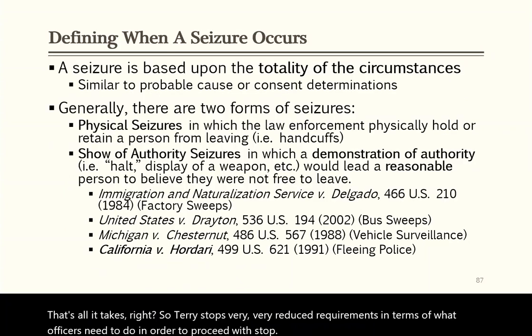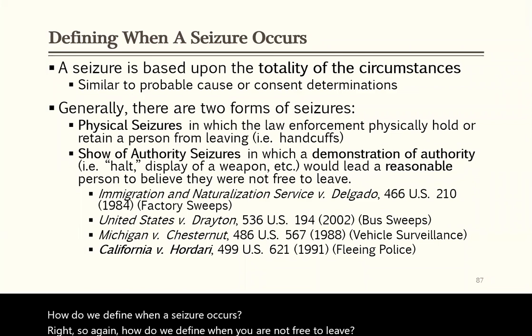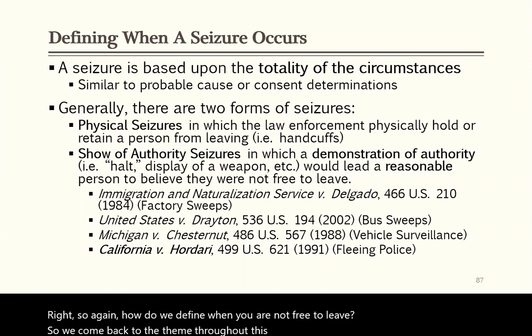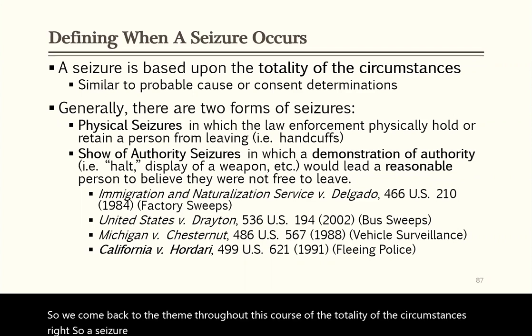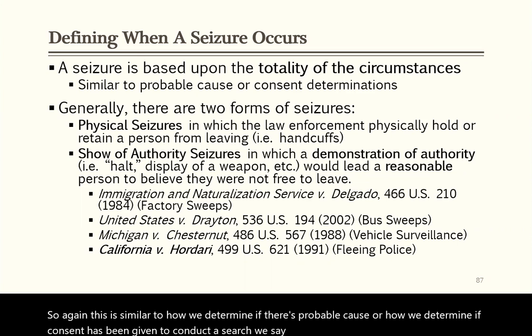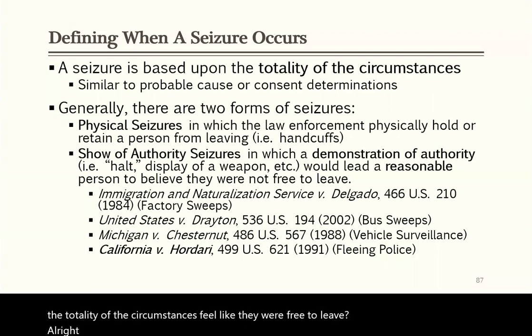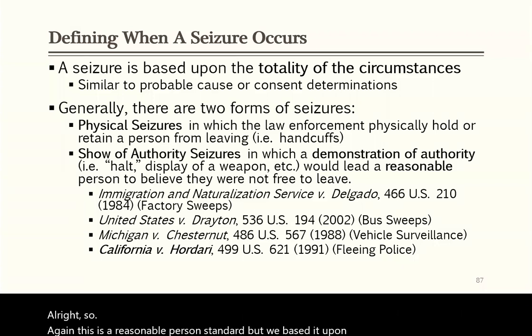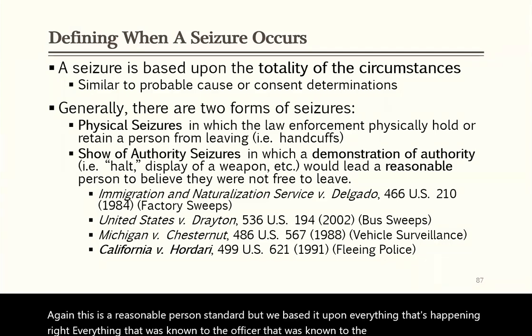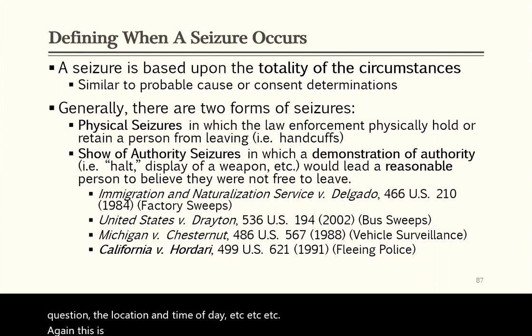Now, how do we define when a seizure occurs? Right? So again, how do we define when you are not free to leave? So we come back to the theme throughout this course of a totality of the circumstances, right? So a seizure is based upon the totality of the circumstances. So again, this is similar to how we determine if there's probable cause or how we determine if consent has been given to conduct a search. We say here, would a reasonable person under the totality of the circumstances feel like they were free to leave? Right. So again, this is a reasonable person standard, but we base it upon everything that's happening. Right? Everything that was known to the officer, everything that was known to the person in question, the location, the time of day, et cetera. Right? So again, this is a totality of the circumstances test where you have to look at everything.